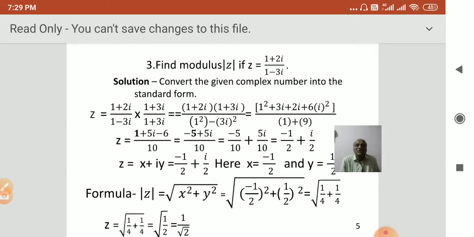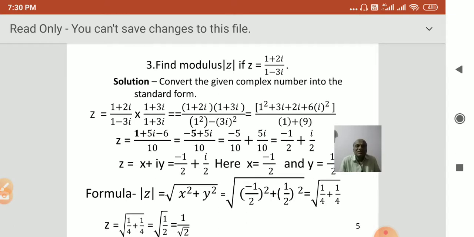Again we use the same identity, that is a minus b, a plus b on the divide side. So this will be 1 square minus 3i square. So 1 plus 9, so this will be 10 on the divide side. Now let us simplify these two brackets, 1 plus 2i multiplied by 1 plus 3i. Again we get 4 terms, that is 1 into 1, 1 square, 1 into 3i, so this is 3i, then 2i into 1, so this is 2i, and the last one is 3 into 2, 6, i square. So i square gets a minus sign.